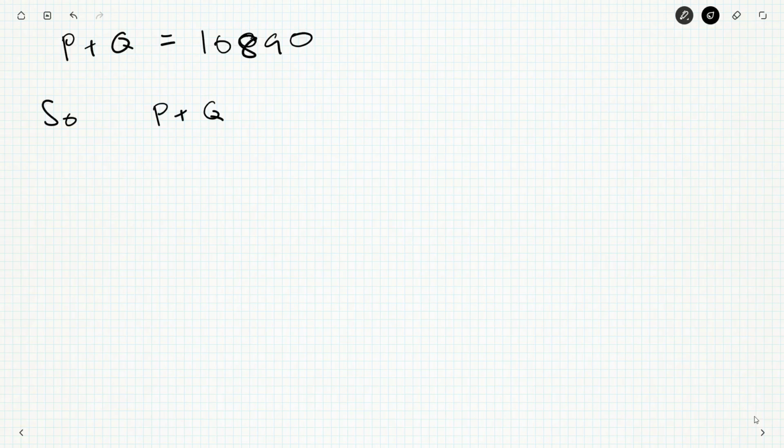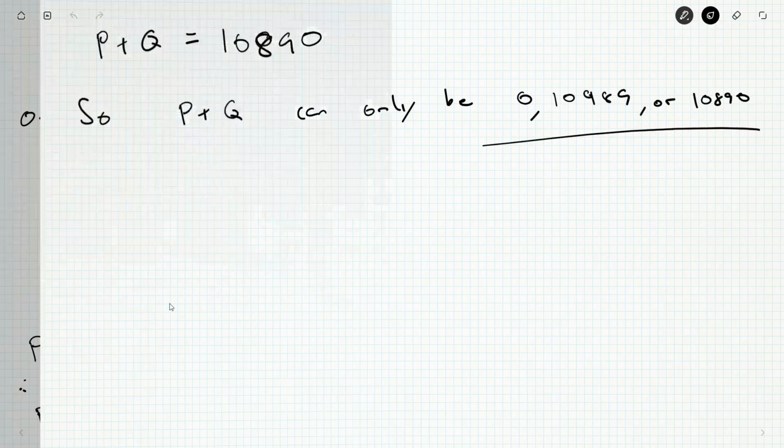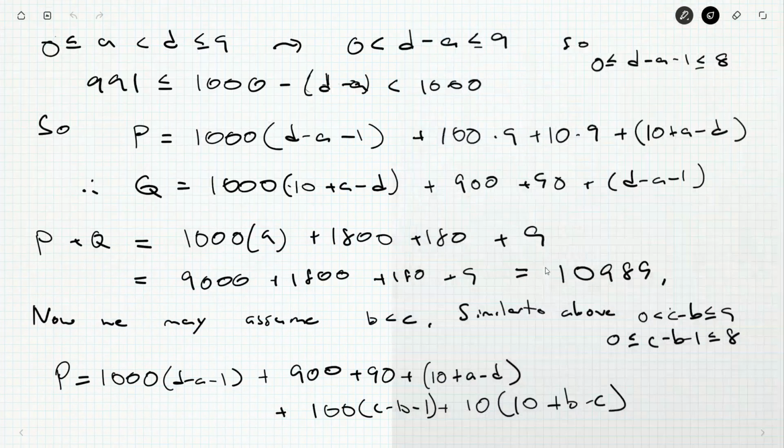Now we've exhausted all our possibilities, so P plus Q can only be 0, 1,089, or 10,890. These are my three possibilities, and I've exhausted all the options I could be taking here. Let's go back and double check. Yes, 10890.